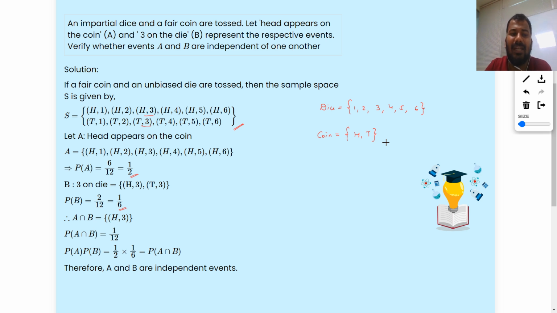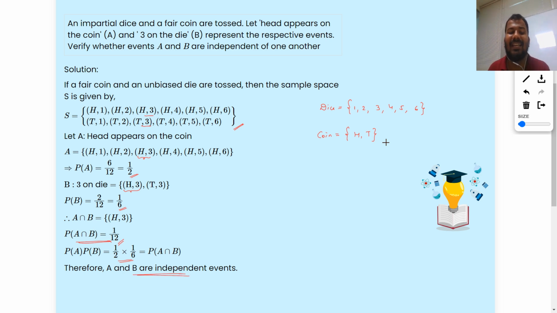Now, if I take the intersection of A and B, I have to look here: H comma 3 is the one which is in common. So I can take it as 1 out of the total 12 which falls in both. Now I need to check with both. The first one is P of A times P of B: 1 over 2 times 1 over 6, which is going to be 1 over 12, which is exactly matching with the probability of A intersection B.